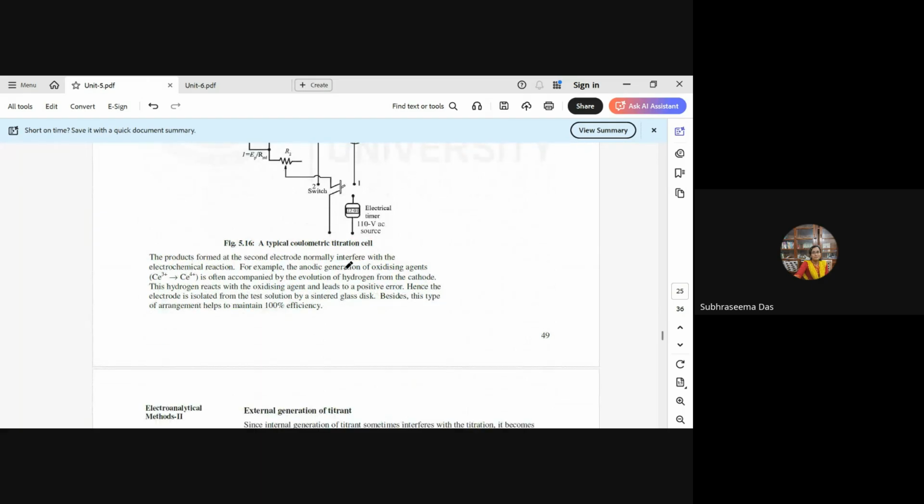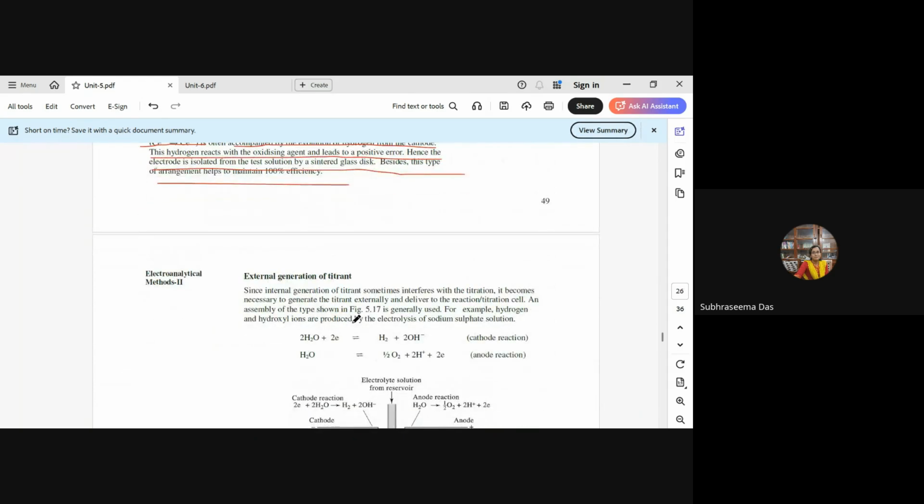The products formed at the secondary electrode normally interfere with the electrochemical reaction. For example, the anodic generation of oxidizing agents, that is the conversion of Ce3+ to Ce4+, is often accompanied by the evolution of hydrogen from the cathode. This hydrogen reacts with the oxidizing agent and leads to a positive error. Hence the electrode is isolated from the test solution by a sintered glass disc. Besides, this type of arrangement helps to maintain 100% efficiency.